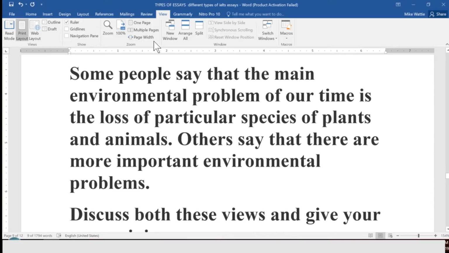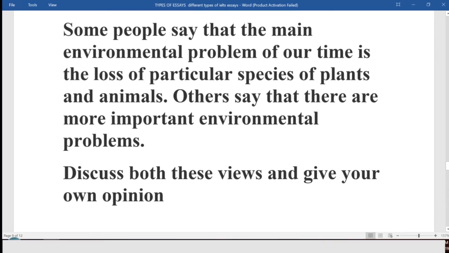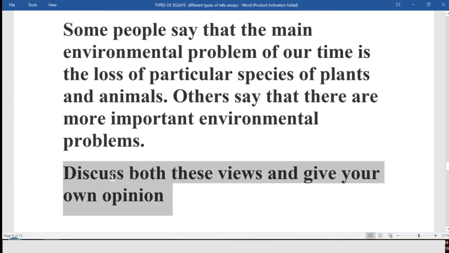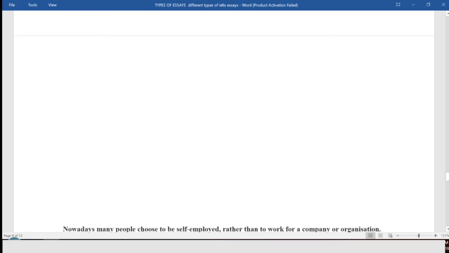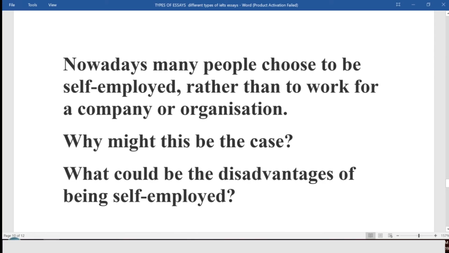Let's look at the next one. Some people say that the main environmental problem of our time is the loss of particular species of plants and animals. Others say that there are more important environmental problems. Discuss both these views and give your opinion. Again, it's a both sides and opinion essay. Let's look at the last question.